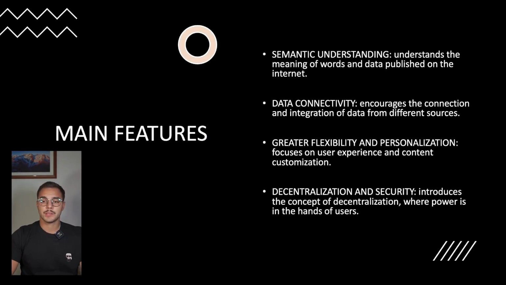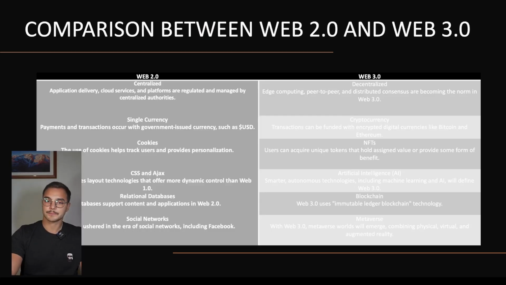The main features of Web 3 are greater flexibility and personalization. That means today we have cookies on the internet that make your personalized ads. That's how you will be inclined to a more personalized experience on Web 3. And also the main feature is decentralization and security, which is introduced in the concept of decentralization, where the power is in users' hands. Web 3 also encourages data connectivity, and this means that it encourages the connection and integration of data from different users and sources.